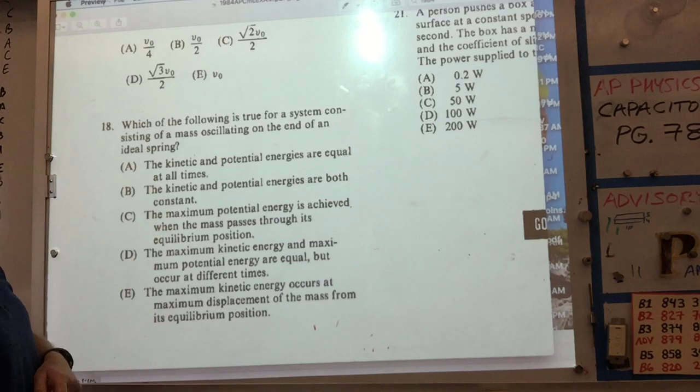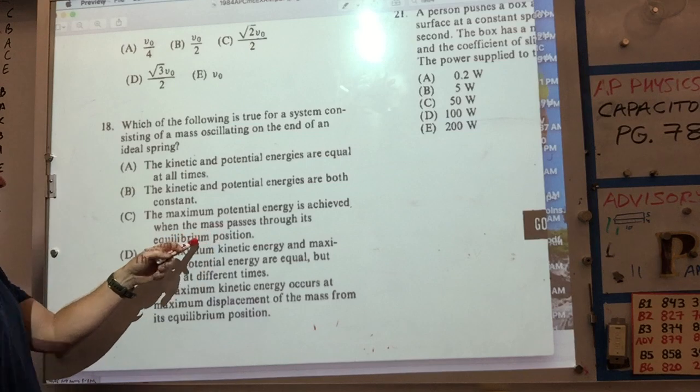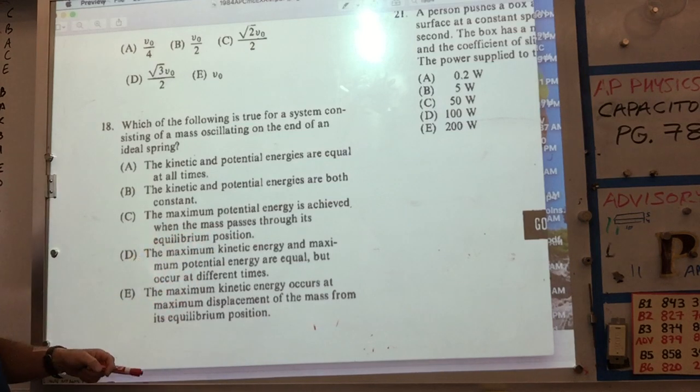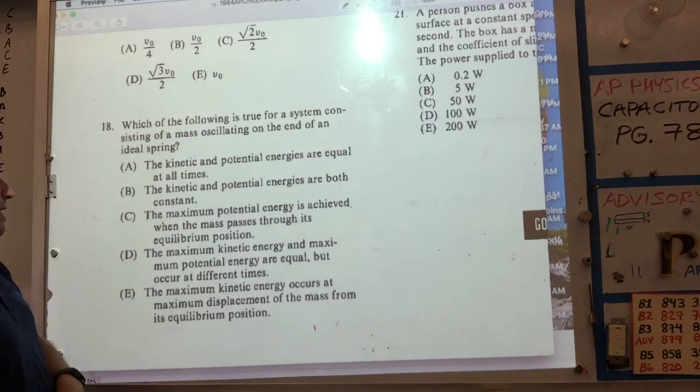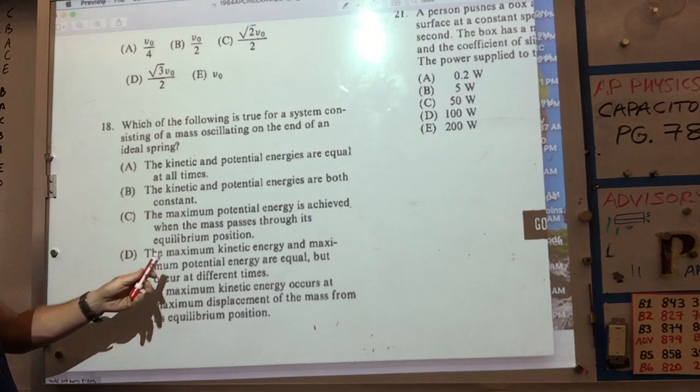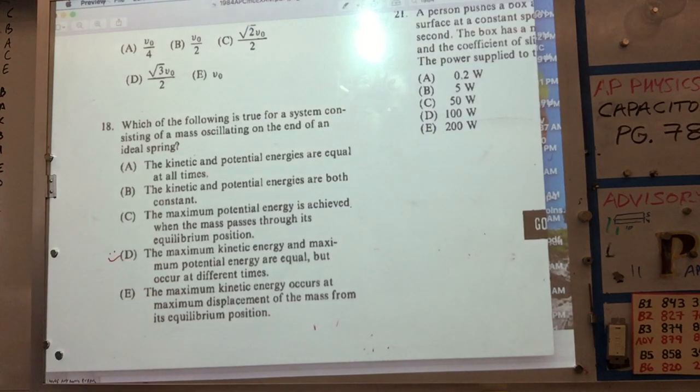Maximum potential energy is achieved when the mass passes through equilibrium. No, that's when it's going the fastest. So that C's no good. Maximum KE and maximum potential energy are equal, but they occur at different times. Maximum KE, that's actually true. This is going to be our winner. So we could quit there. 18 should be D.